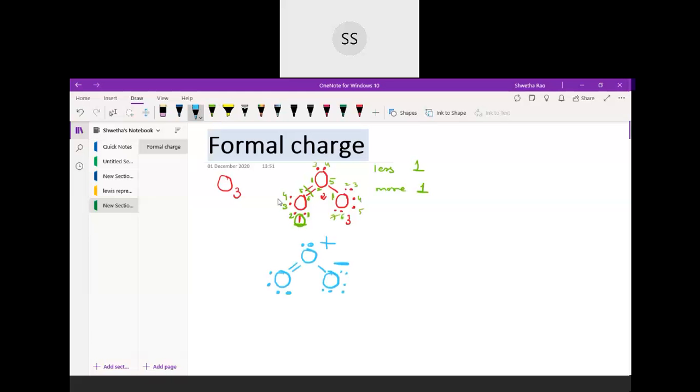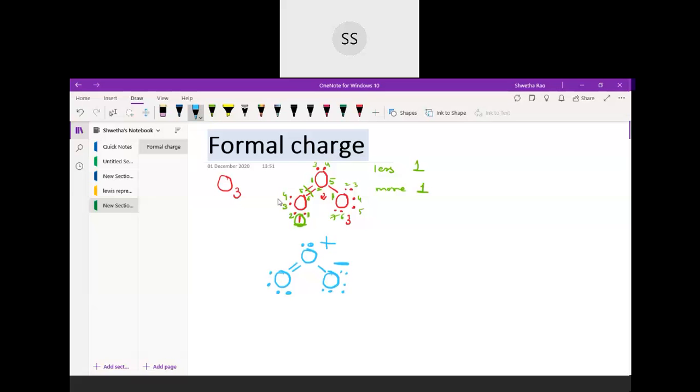Because they can't have fewer or more electrons compared to their valence electrons, you have to give something to explain that these electrons have been shifted. So this one is carrying one extra electron, and this oxygen has lost an electron, so it is carrying a positive charge.